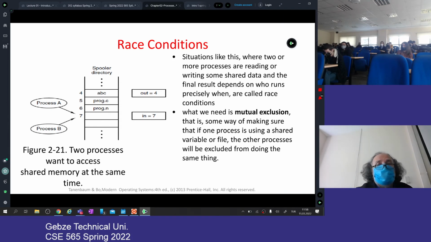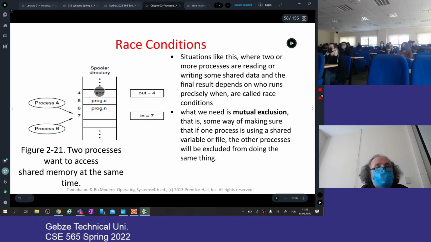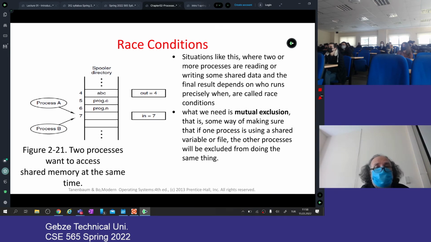This out is used by the printer daemon. It says, what is out number 4? So I am going to print this one. After printing this one, I go to out number 5, program C, then program N, whatever. When in and out are the same, that means the queue is empty. I don't have anything to print.